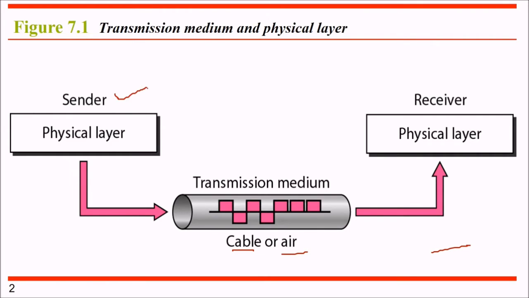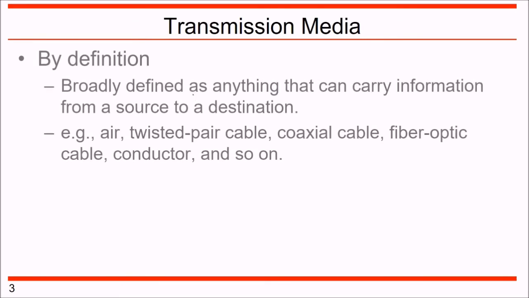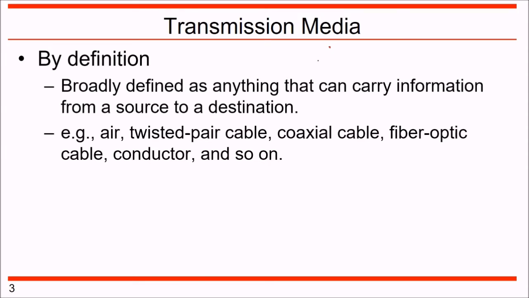So if here is a sender and he wants to send and a receiver wants to receive, there has to be some medium through which the data can pass, can flow, or the signal can propagate. So this is the physical layer where actual data transmission is done. This is the transmission medium, and by this transmission medium the receiver may receive the signals. Transmission media, by definition, are broadly defined as anything that can carry information from the source to the destination.